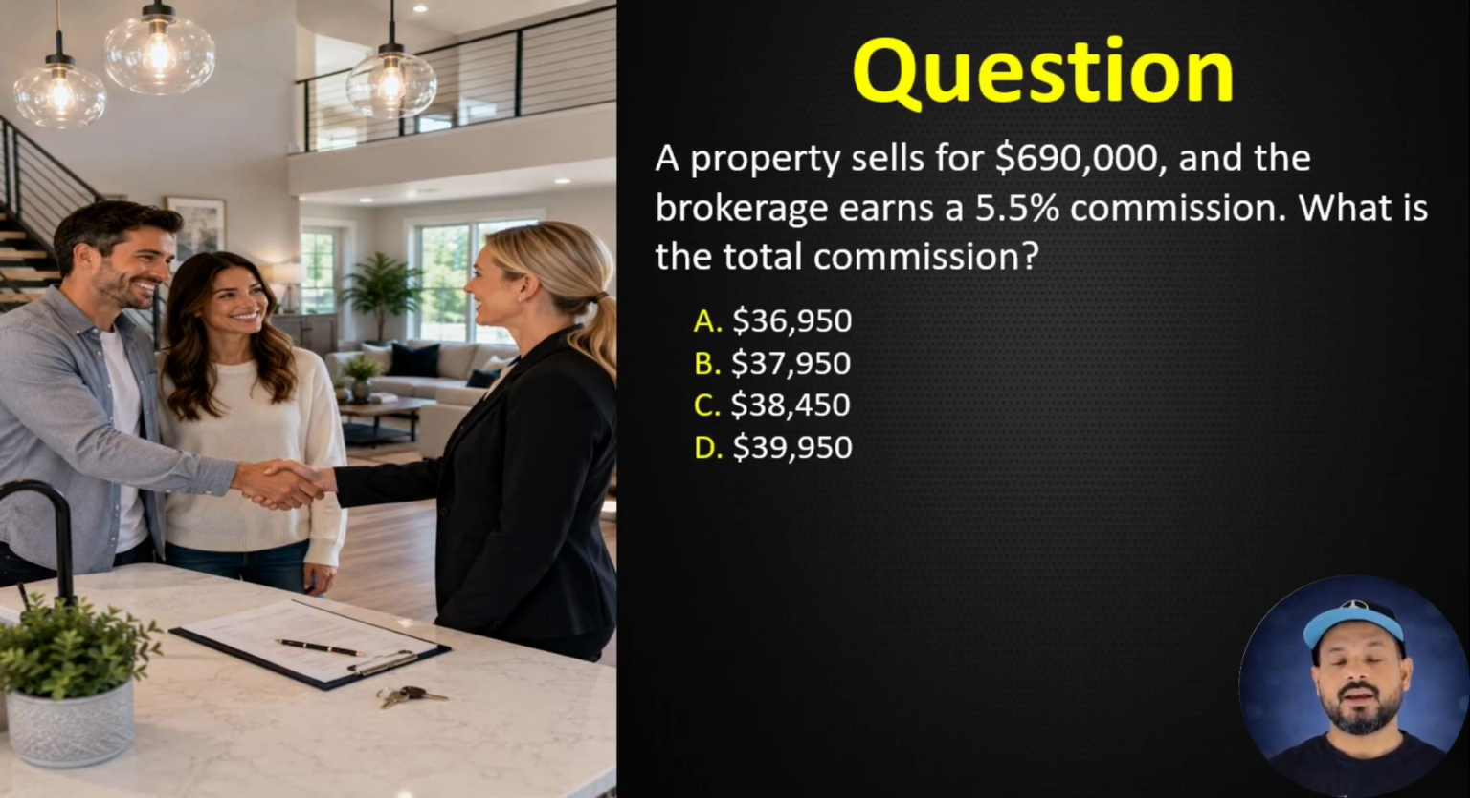Question number 38. A property sells for $690,000 and the brokerage earns a 5.5% commission. What is the total commission? A. $36,950, B. $37,950, C. $38,450, D. $39,950. Correct answer B. $37,950. Multiply $690,000 by 5.5% to calculate the commission.